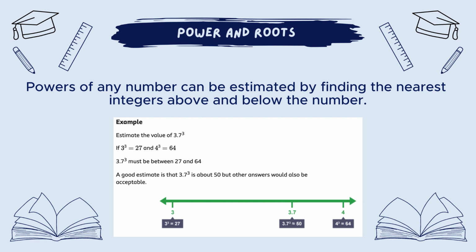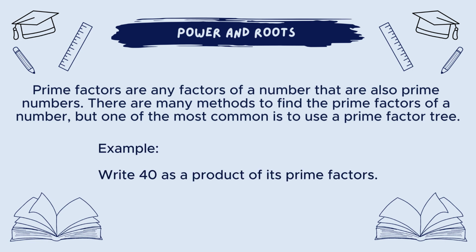Powers of any number can be estimated by finding the nearest integers above and below the number. For example, estimate the value of 3.7 to the power of 3. If 3 to the power of 3 is 27 and 4 to the power of 3 is 64, 3.7 to the power of 3 must be between 27 and 64. A good estimate is that 3.7 to the power of 3 is about 50.